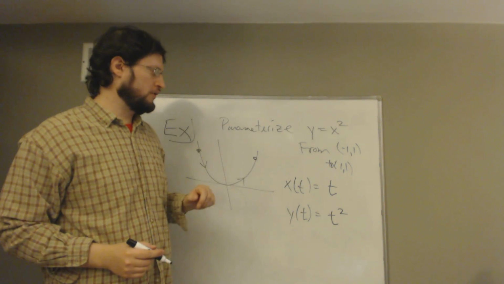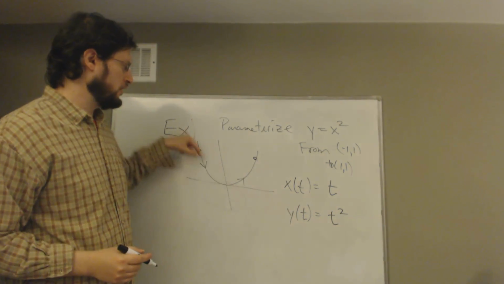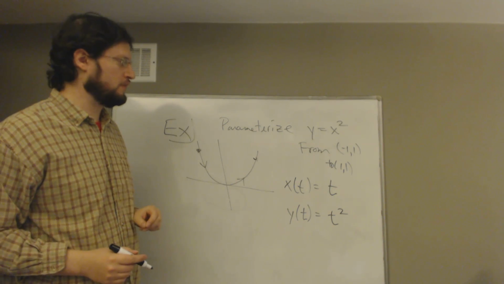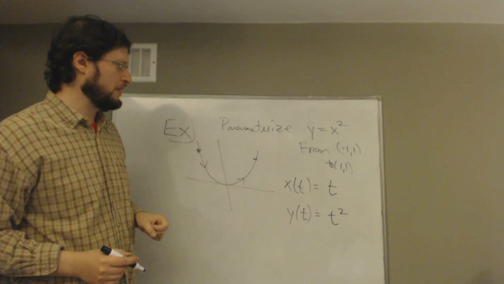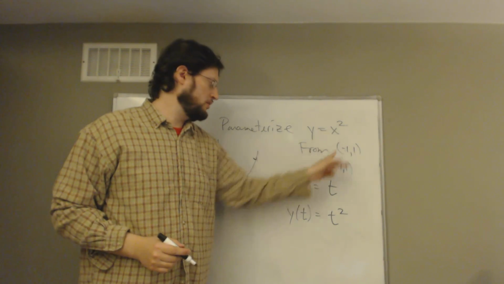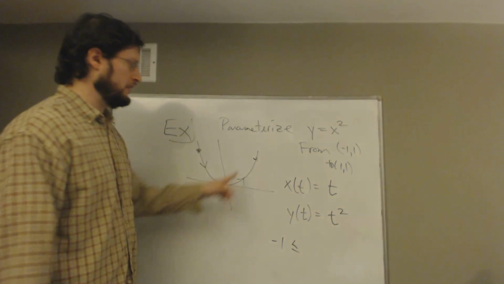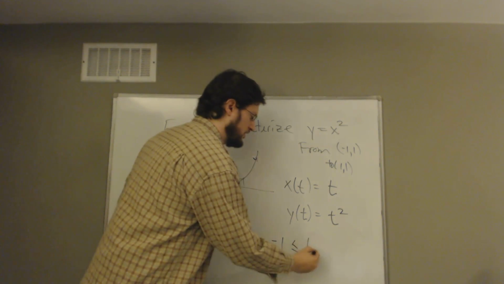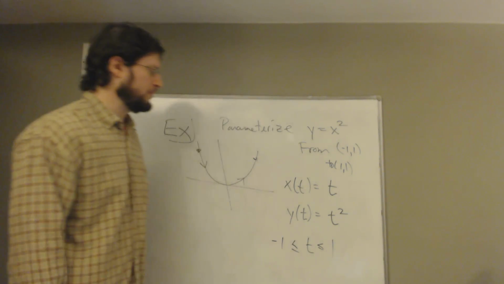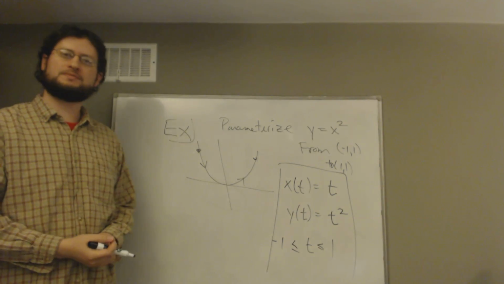It matches our curve. The last part is to figure out what t's to use in order to go between the points in question. This occurs when x is -1, but x is t, so this is -1 for t, and this occurs when x is 1, which is the same thing as t is 1. So this is an appropriate parameterization.